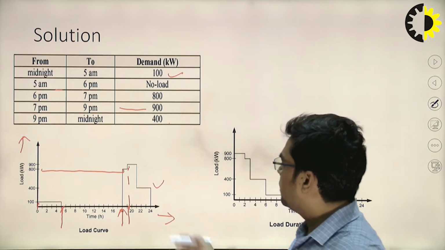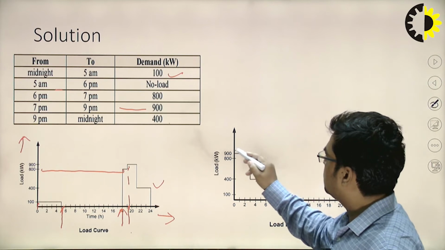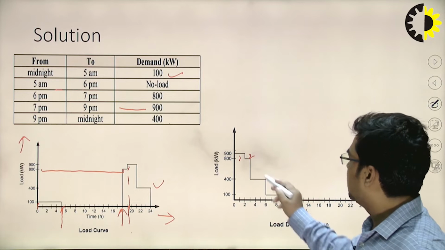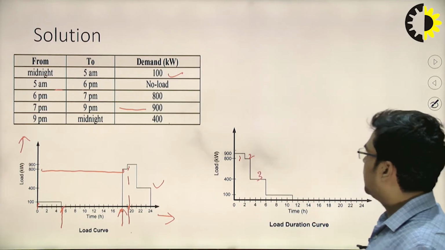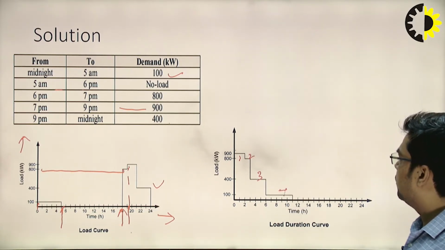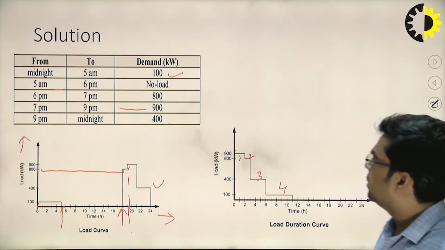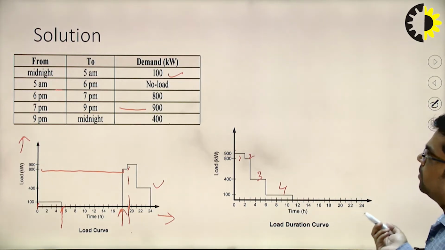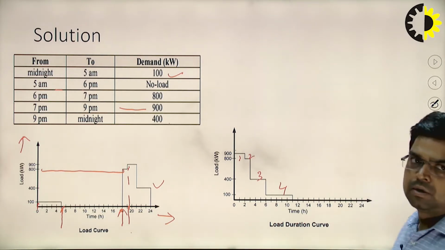If we make a daily load duration curve from the load curve, first of all we take the maximum load, then the second or proceeding load, then the third, that is 400 kilowatt, then the fourth one is 100 kilowatt from midnight to 5 am. After that, from 5 am there is no load, meaning the load will be switched off up to the 24 hours.